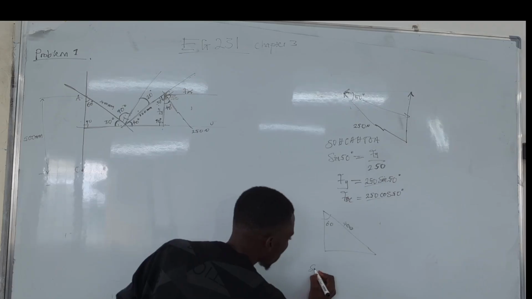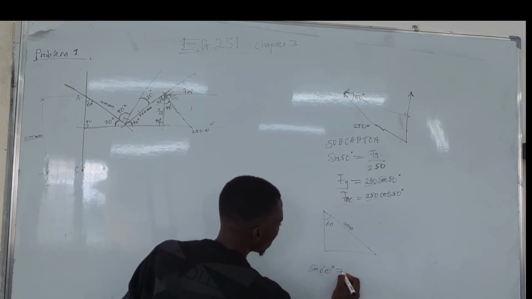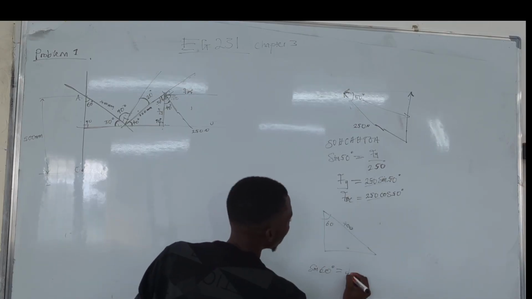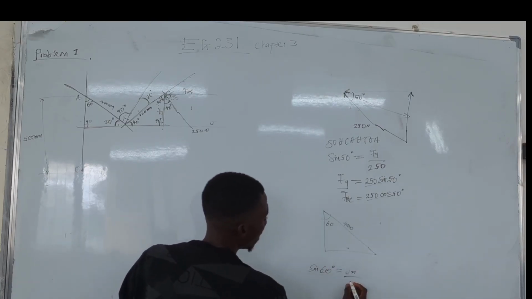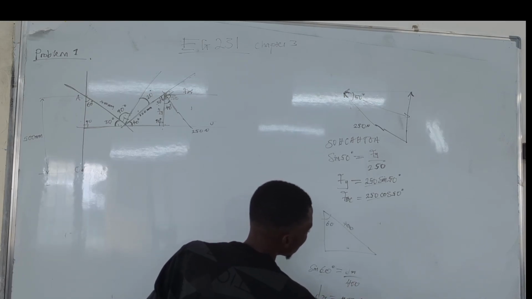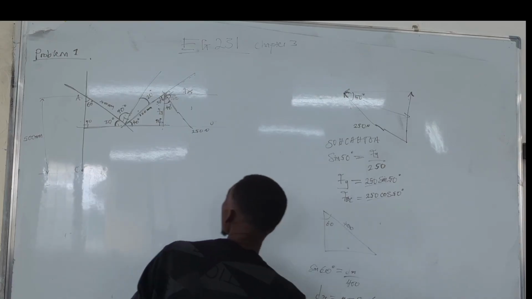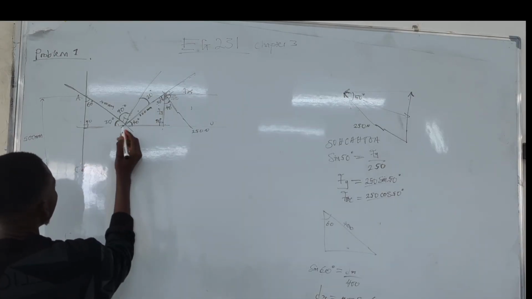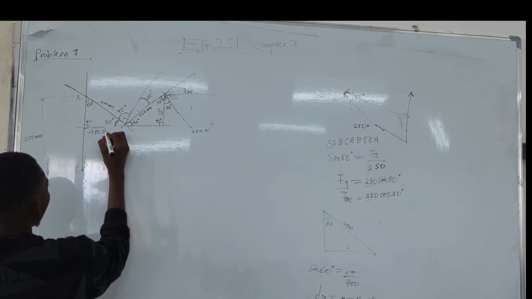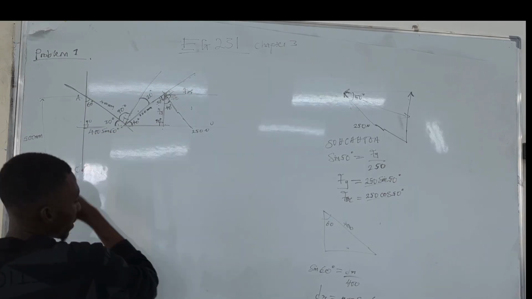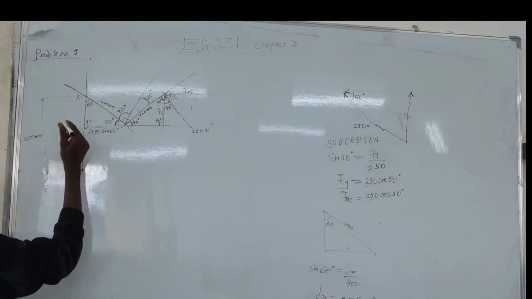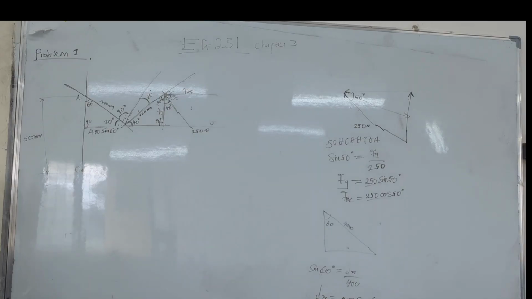Okay, therefore, sine 60 degrees is equal to opposite. Opposite is the distance in the x over hypotenuse, that is 400. Therefore, distance in the x is 400 sine 60 degrees, okay? So the distance in the x here is 400 sine 60 degrees, okay? What is the distance in the y going to be?